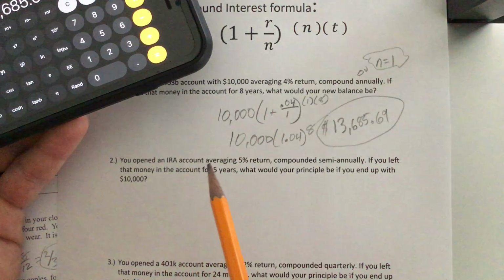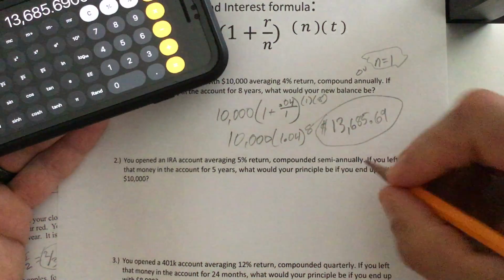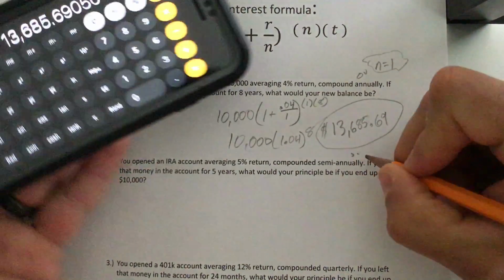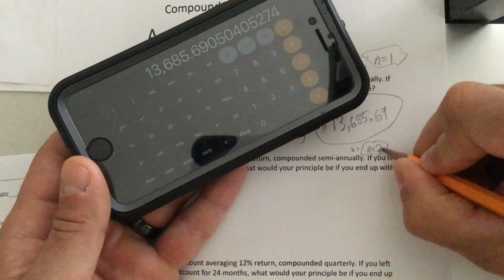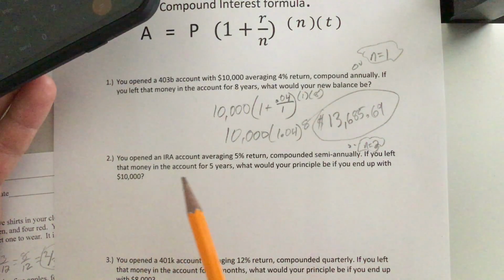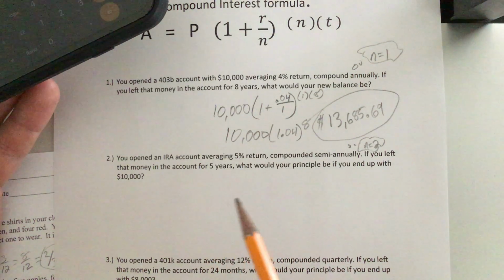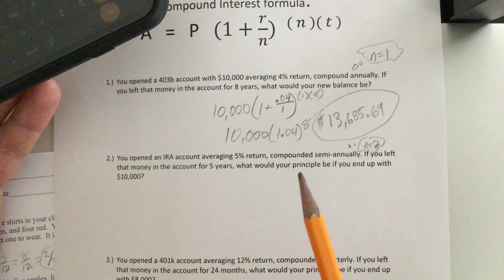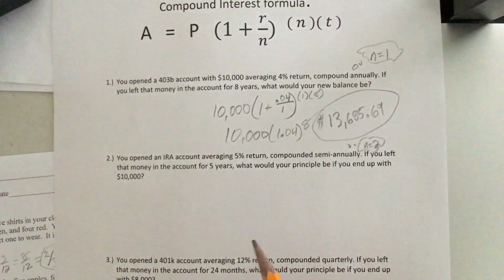You open an IRA account averaging 5% return compounded semi-annually. So I'm thinking right there, my N value is going to be equal to 2. Semi-annually means twice a year. If you left that money in the account for 5 years, what would your principal be if you ended up with $10,000?